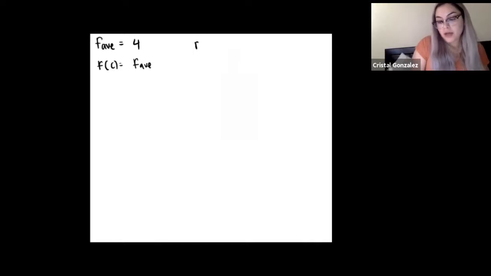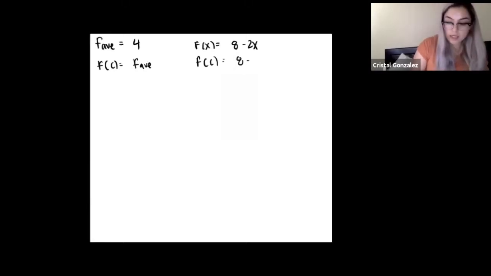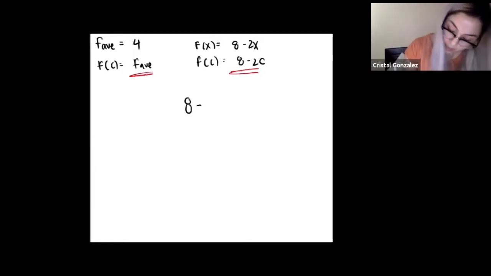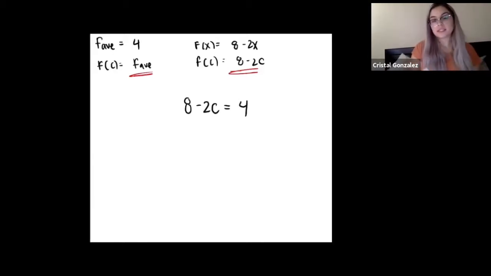Well, f of x was 8 minus 2x, right? So f of c is just 8 minus 2c. But we need this to equal f_av, which is equal to 4. So in order to find that c value, all you'll do is set 8 minus 2c equal to 4. Pretty easy now, it just becomes a basic algebra problem.